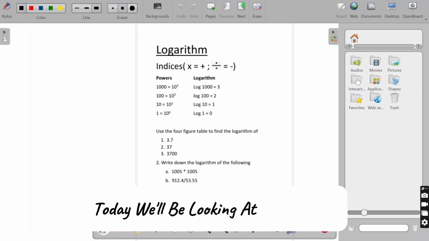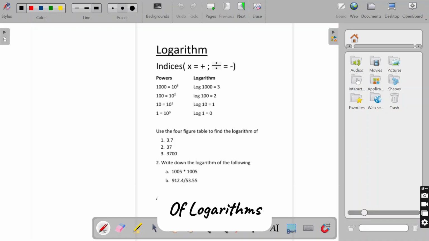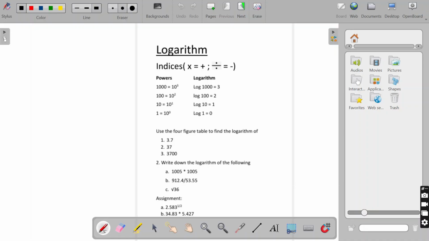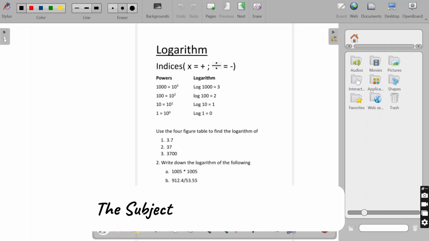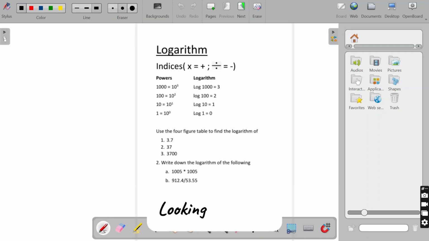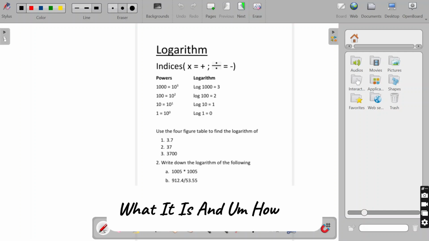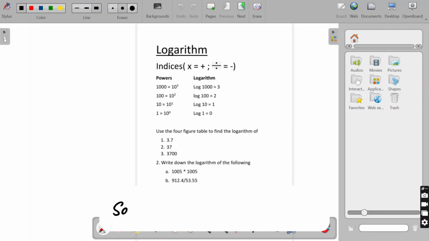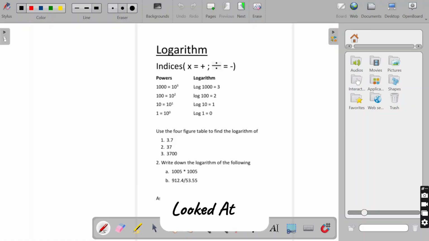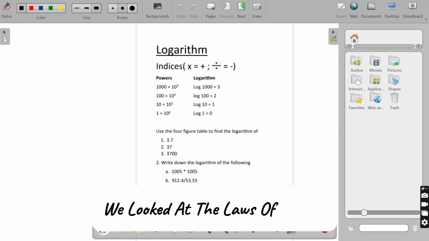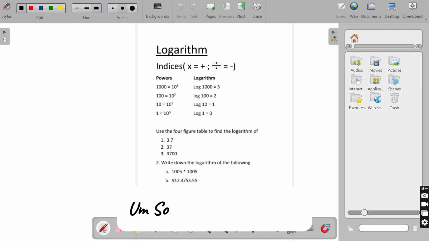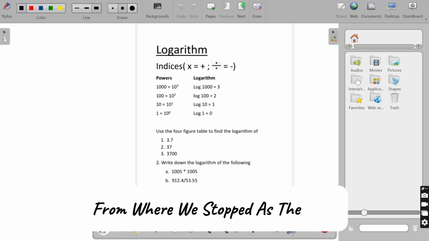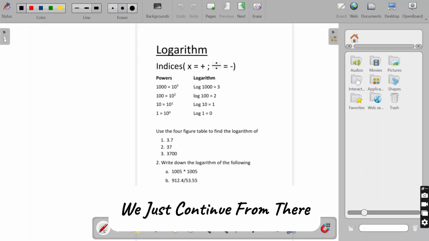Today, we'll be looking at the subject of logarithm. We'll be looking into what it is and how best to solve it. In the previous class, we looked at the laws of indices. So this is more like a continuation from where we stopped at the laws of indices.